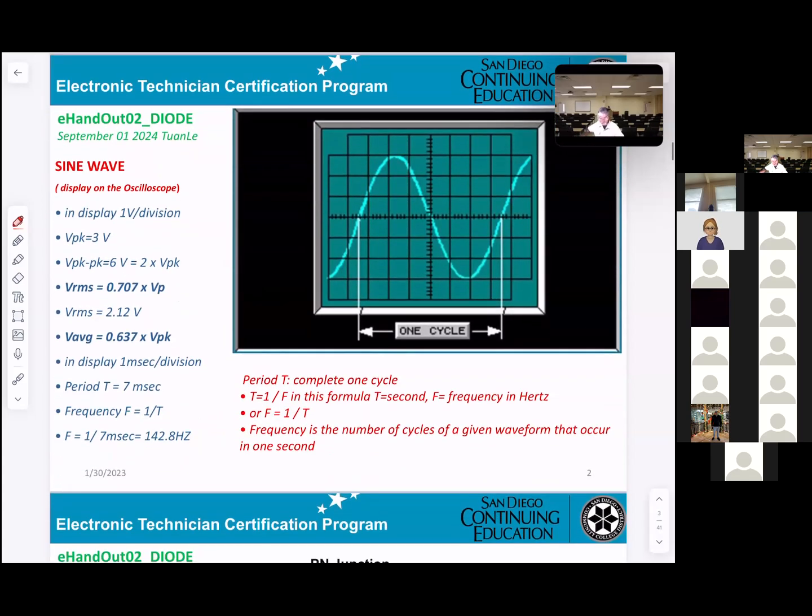Now, that one we'll leave for you to go over. When you see the signal displayed sideways on the oscilloscope, that will help you do your lab.